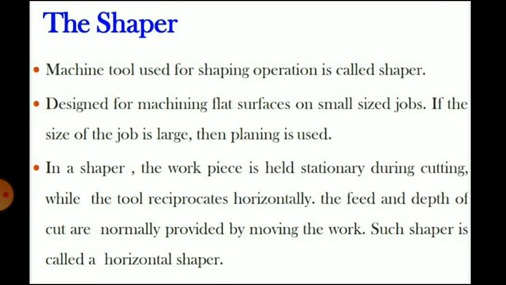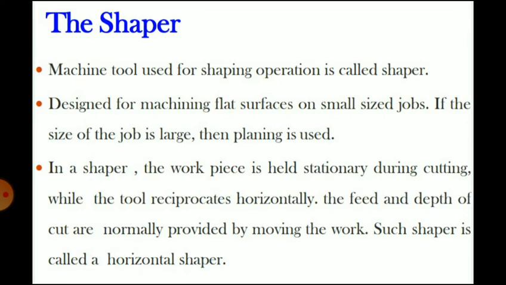Now we will see the construction and working of the shaping machine. The shaping process can be defined as a process of removing metal from surfaces in horizontal, vertical and angular planes by the use of a single point cutting tool. The machine tool used for the shaping operation is called the shaper. It is designed for machining flat surfaces on small size jobs. If the size of the job is large, then a planing machine is used.